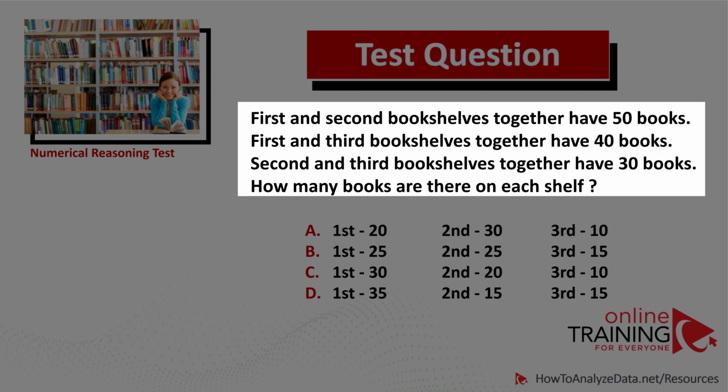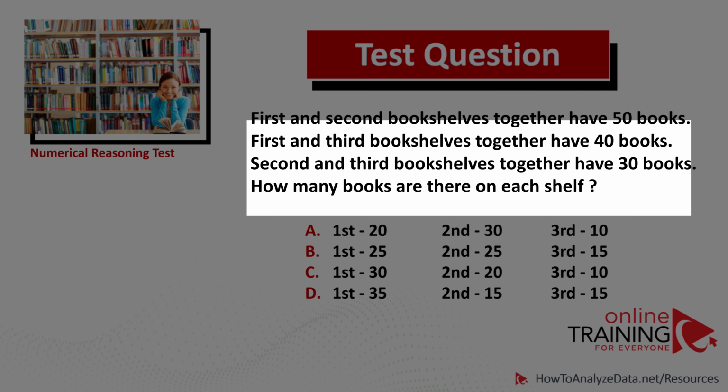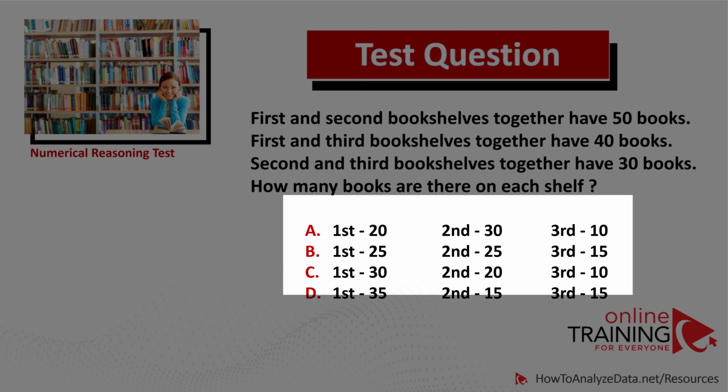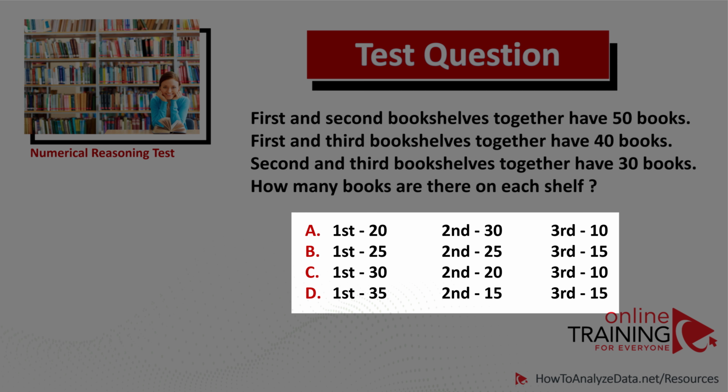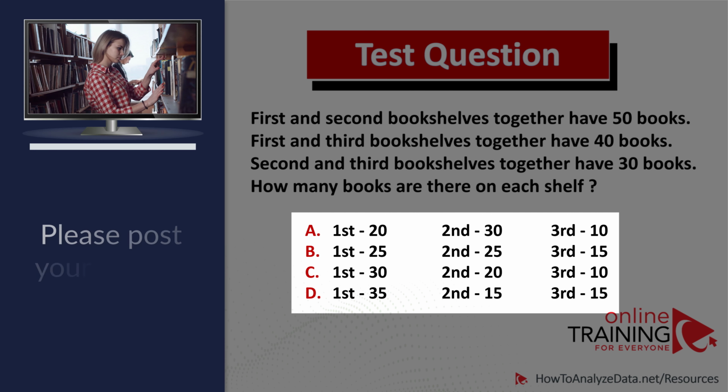And you have 4 choices of different sets. Choice A, 20, 30, and 10 for the first, second, and third. Choice B, 25, 25, and 15. Choice C, 30, 20, and 10. And choice D, 35, 15, and 15.